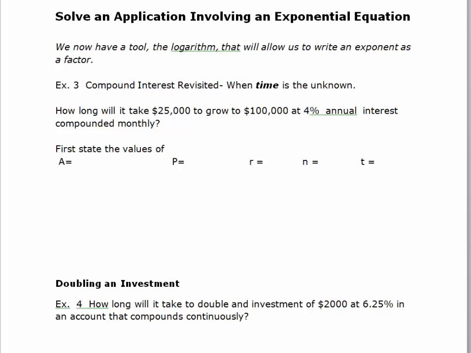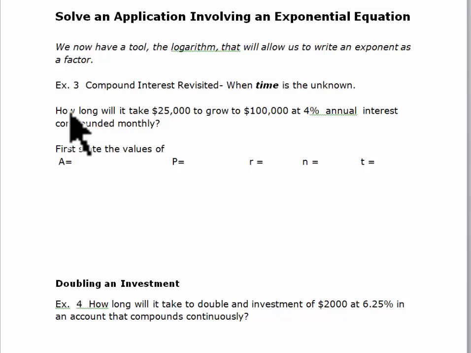In this lesson we're going to solve some applications involving exponential equations. Earlier in the unit we solved some applications involving compound interest, and in those problems we were asked to find the principal, sometimes the amount. What we were not asked to find is time, because we didn't have the tools to get at that variable that's up in the exponent. Now that we have studied logarithms, we can solve this type of problem.